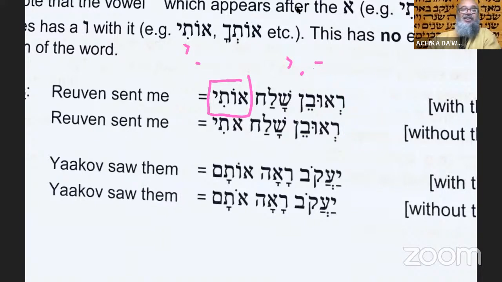You understand? So when you know your endings like this right here, you know that's me. You know the aleph and the tav right here is the direct object marker. It's an arrow. Okay.